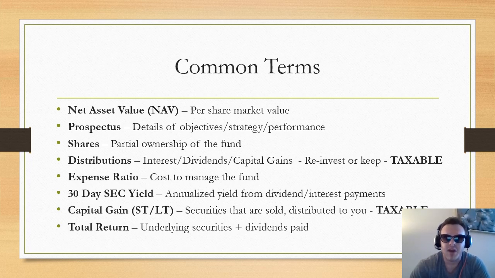You make money from mutual funds by the dividends they pay out to you and the growth of the value of those shares year over year. So the total return, how much you're actually making, is a combination of the appreciation of the shares of the mutual fund and the dividends they pay out to you.